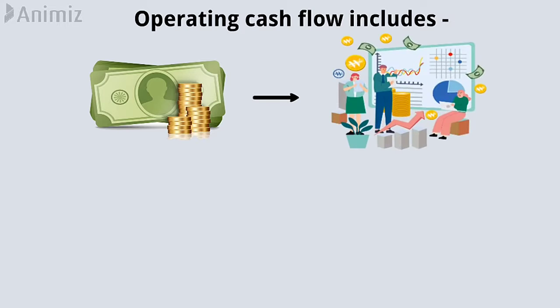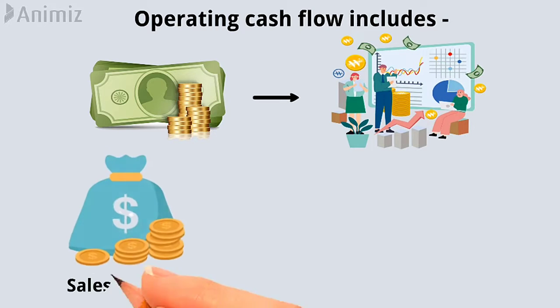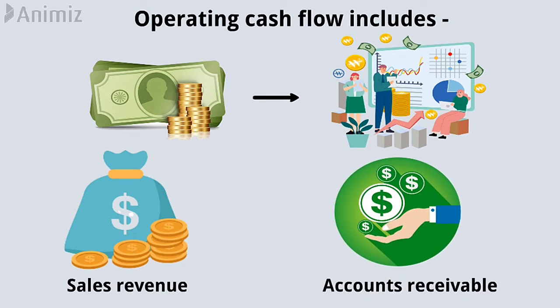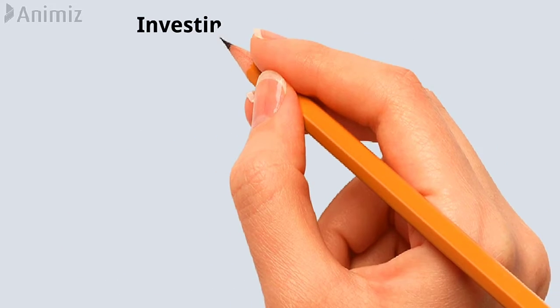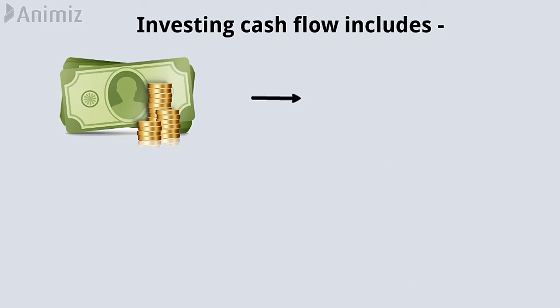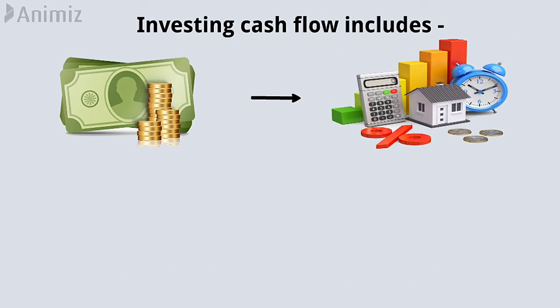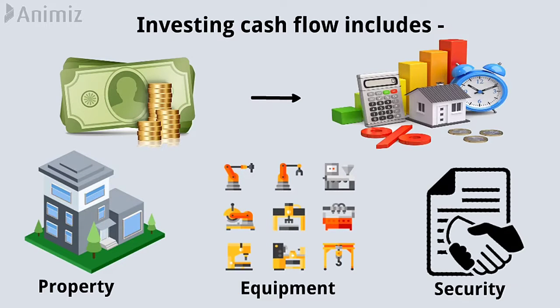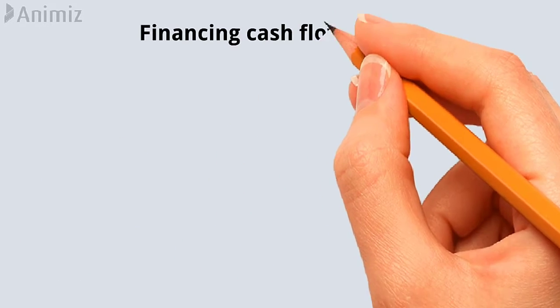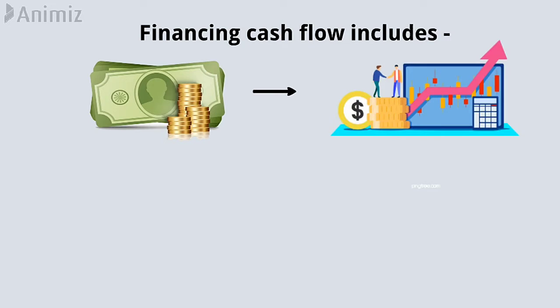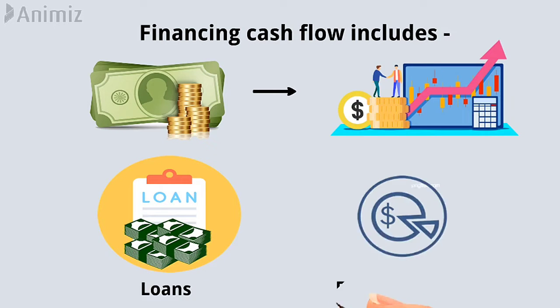Operating cash flow includes cash generated from the normal operations of a business, such as sales revenue and accounts receivable collections. Investing cash flow includes cash used for investments in assets, such as property, equipment, and securities. Financing cash flow includes cash from financing activities, such as loans and equity financing.